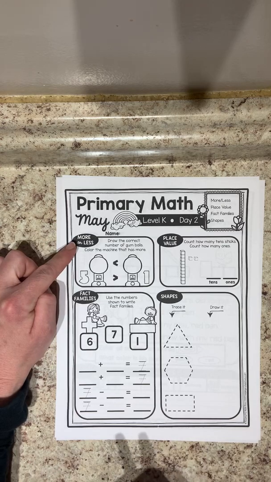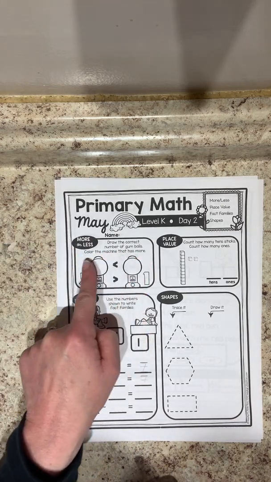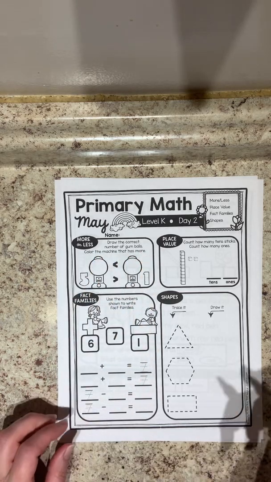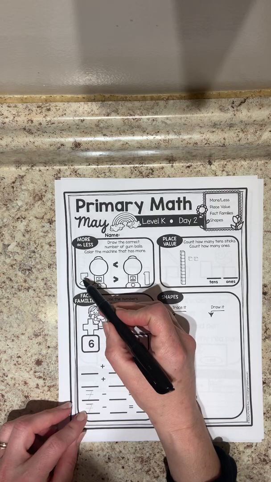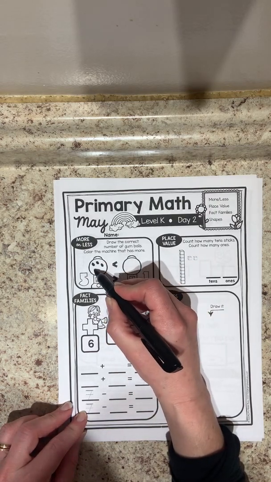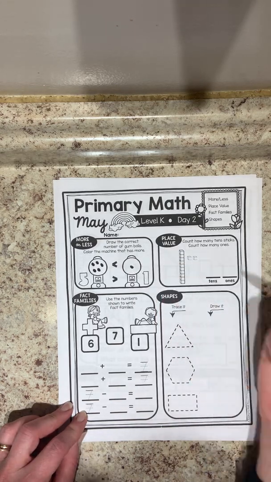We're going to start with more or less in the corner here. And it says, draw the correct number of gumballs, color the machine that has more. So first I'm going to draw the correct number of gumballs. And this one says 5. So 1, 2, 3, 4, 5 gumballs. This one says 1.